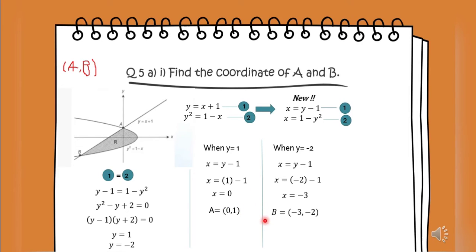For the coordinate of B, you use the other value of y, when y equals negative 2. As before, use the first equation, x equal to y minus 1. Replace the y and you will get the value of x, which is x equal to negative 3. The coordinate of B is (negative 3, negative 2). That's all the answer.